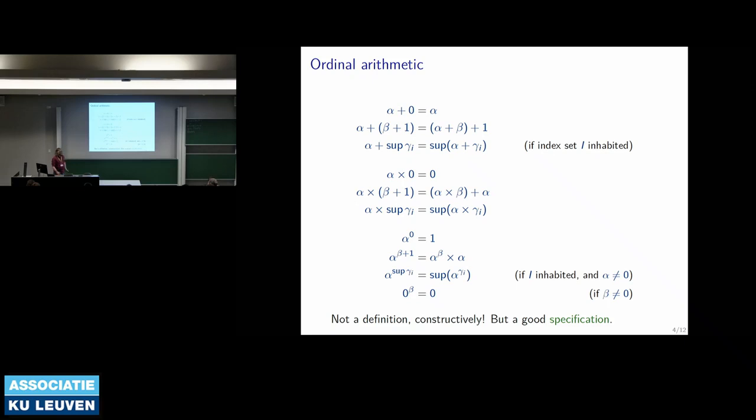It's not a definition, period. But it's a good specification, because we know that if we define some kind of plus and some kind of times and so on, then we want it to be the same as the classical theory, and we know classically that this is the only definition that works. So classically, this is the unique definition. Constructively, we have to work harder to find something that satisfies this specification.